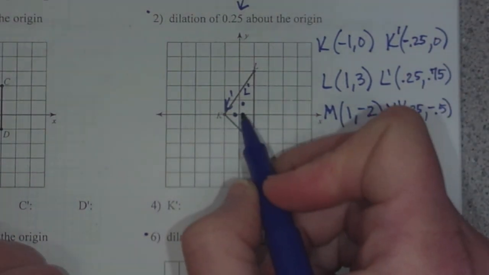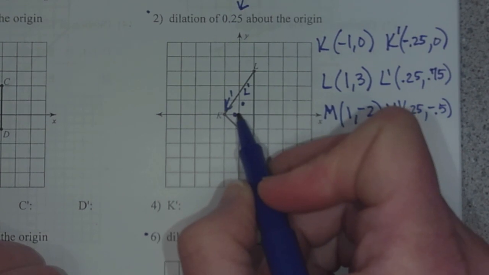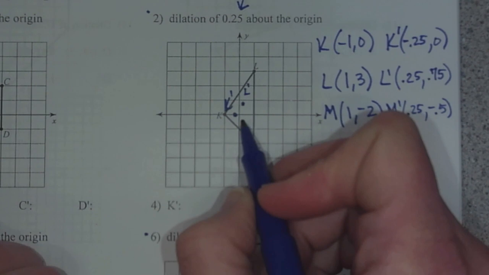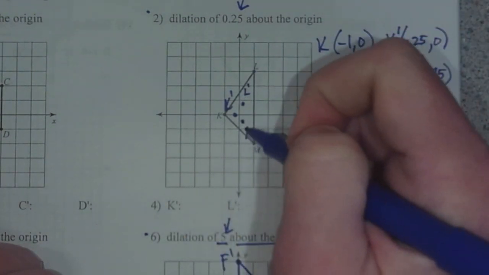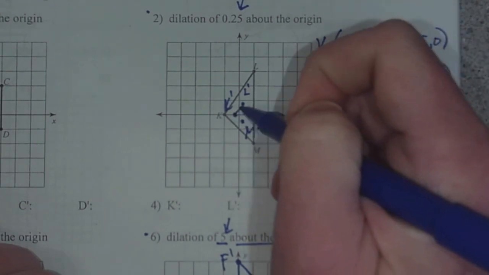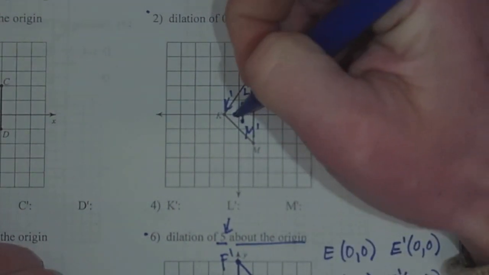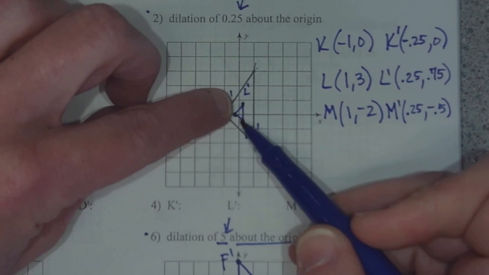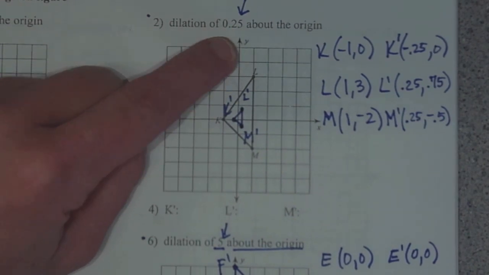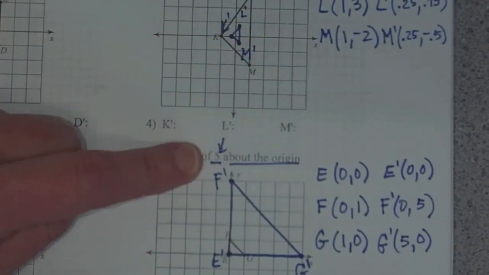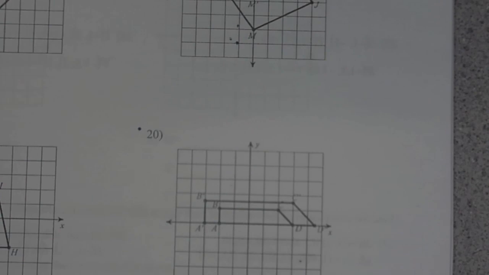And then for M prime, we're still at 0.25 for the x value, so that's still right about here, a quarter of the way between 0 and 1. And then a negative 0.5, which is halfway to negative 1 on the y-axis. And that is, again, M prime. Then you just connect your dots, and you have your cute little itty-bitty triangle that looks just like its mama triangle, it's just smaller. Okay, so with dilations, when the factor is less than 1, the shape's going to get smaller. When it's bigger than 1, the shape is going to get bigger.